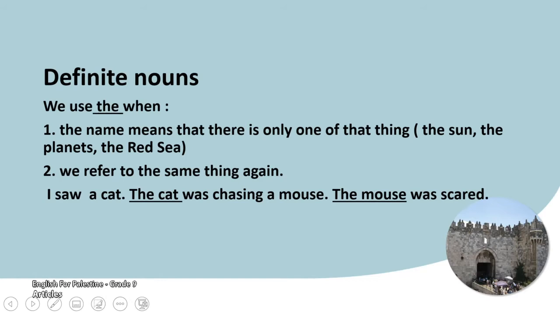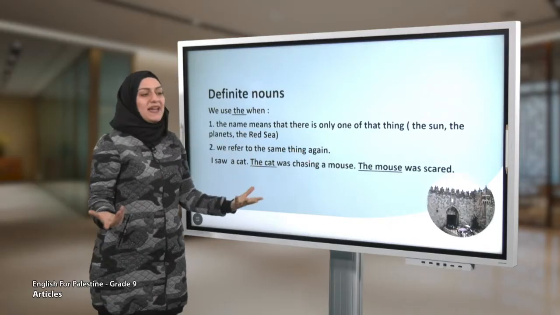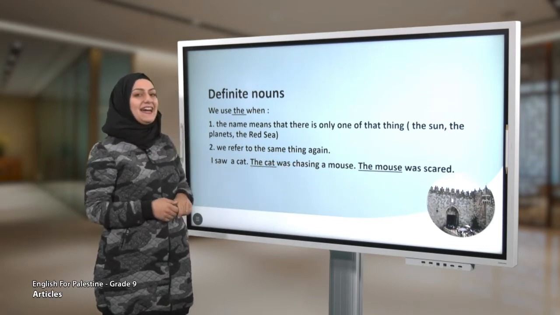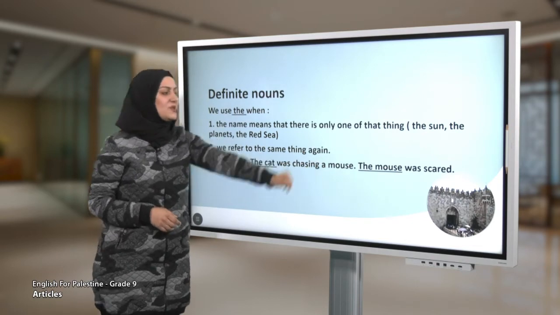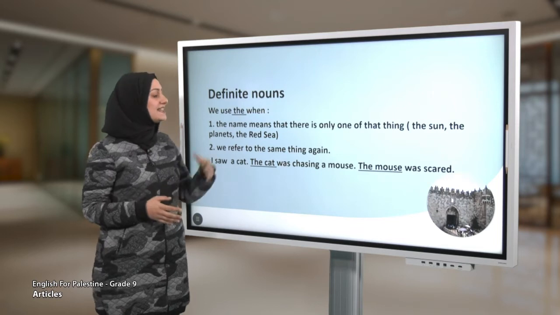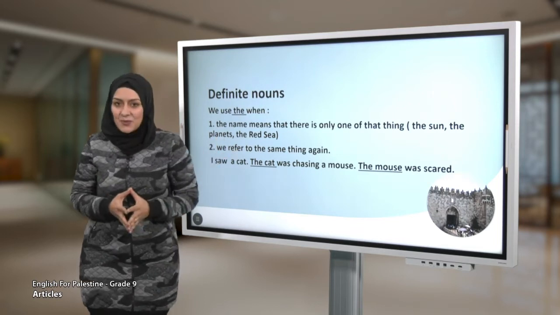I saw a cat. The cat was chasing a mouse. This is the second time I mentioned the cat, so it becomes known to me. The mouse was scared. Which mouse? The mouse that was chased by the cat. So we say the mouse was scared. So these nouns are definite nouns, and that's why we use the with them.